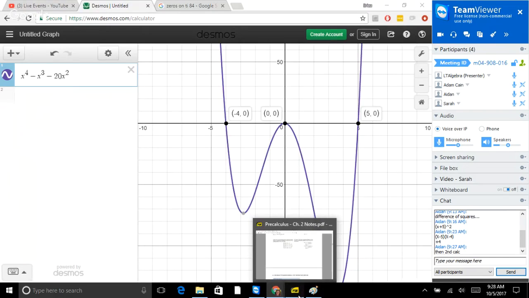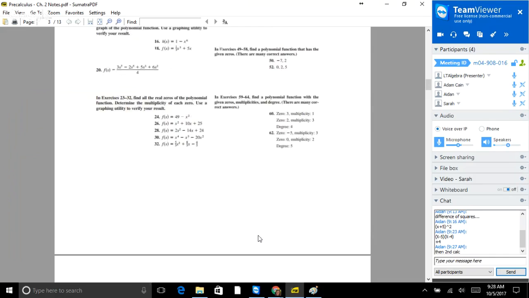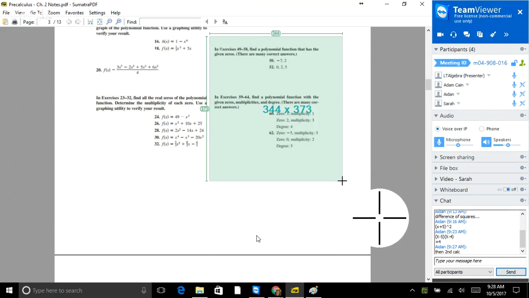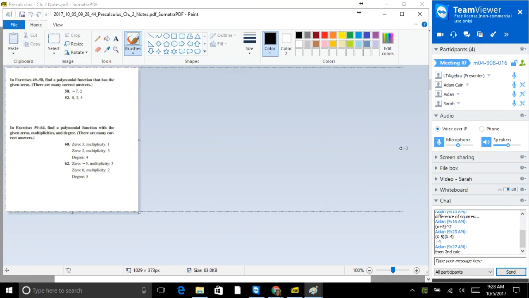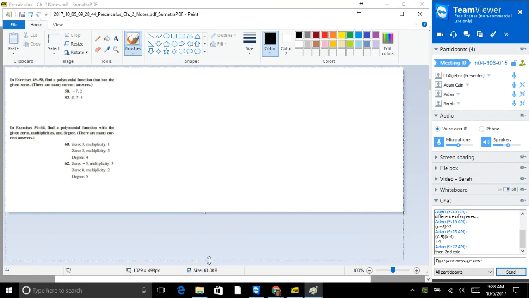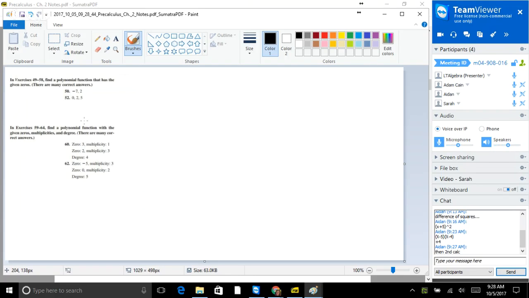All right, so our last few examples are actually easier than finding the zeros now that we kind of understand what they are. So let's do those few really quickly here. Now in 49 through 58, I have a couple examples. It says, find a polynomial function that has the given zeros. There are many correct answers. So the answer that I'm going for is kind of the simplest answer.